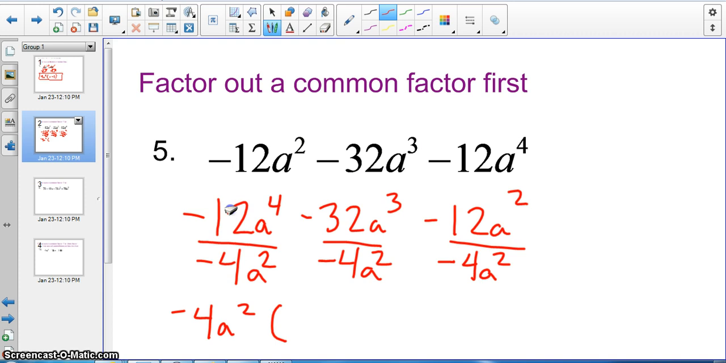Now I just find what's going to be inside. So negative 12 divided by negative 4 is positive 3. I had 4 a's. I'm taking 2 away, so I have a squared. Negative 32 divided by negative 4 is positive 8. I had 3 a's. I'm taking 2 away, so I'm left with an a. And then negative 12 divided by negative 4 is positive 3. A squared over a squared is gone. There's my final answer.